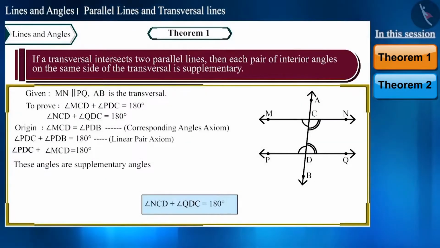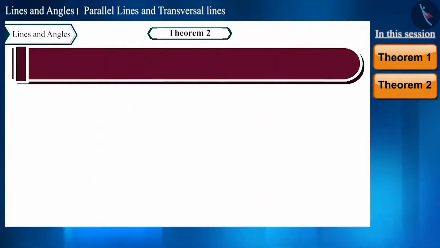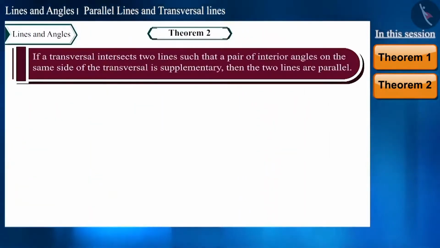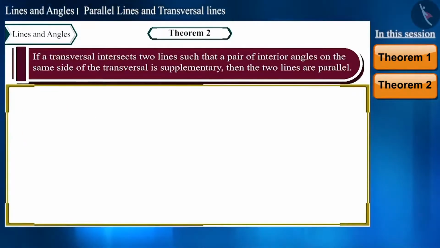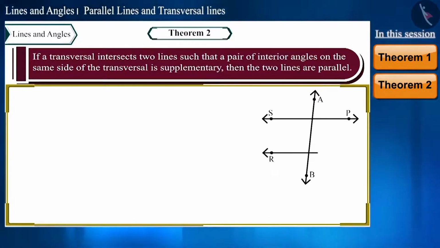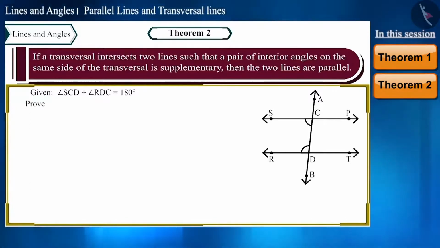Let's move ahead. In our next question, we will prove the converse of this theorem. If a transversal intersects two lines such that a pair of interior angles on the same side of the transversal is supplementary, then the two lines are parallel. Let's draw a figure like this. Here, transversal AB intersects the two lines SP and RT at points C and D respectively in such a way that the sum of these two interior angles is 180 degrees. With the help of this, we have to prove that lines SP and RT are parallel lines.